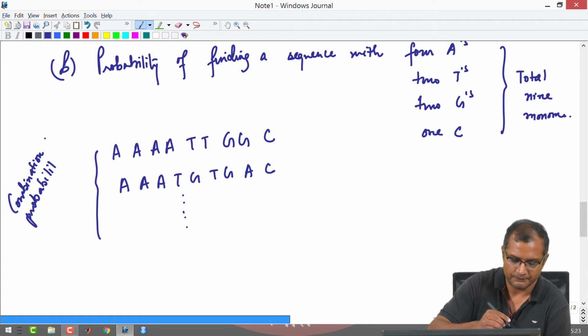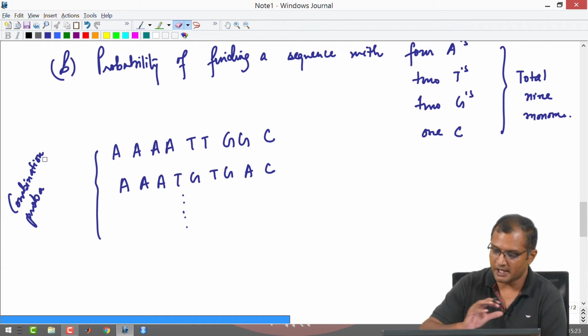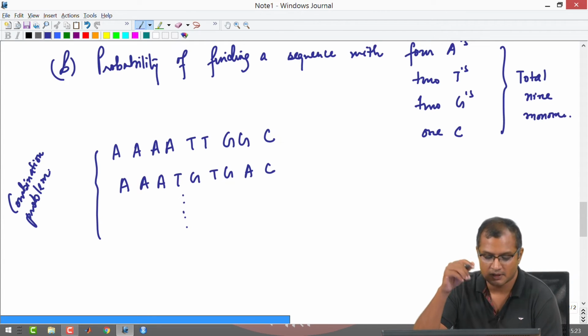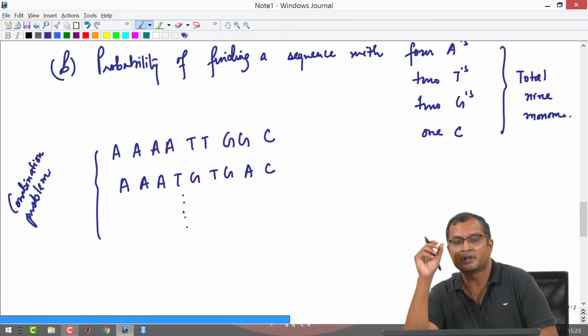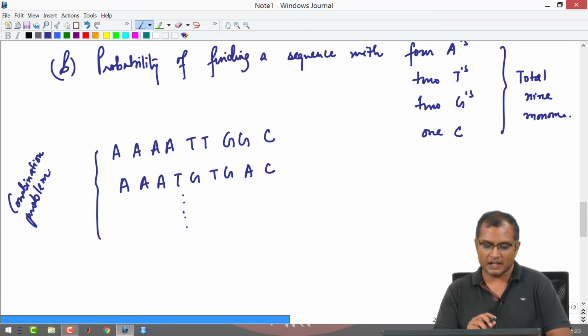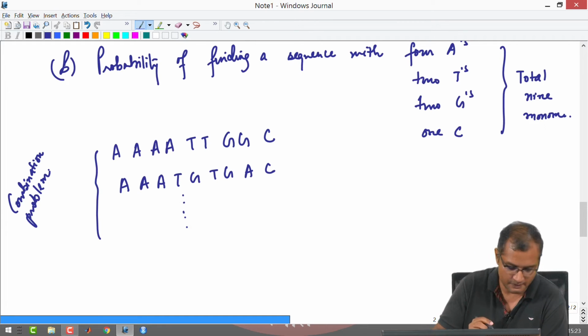What you have done is essentially ask the question that I am interested in the total number of ways in which I can get 4 A's, 2 T's, 2 G's and 1 C. Okay. So, it's different from the previous problem in the sense that you are essentially saying that I do not care about the sequence, all I want is the probability of finding 4 A's, 2 T's, 2 G's and 1 C. Okay. So, this can be done in a very simpler way.